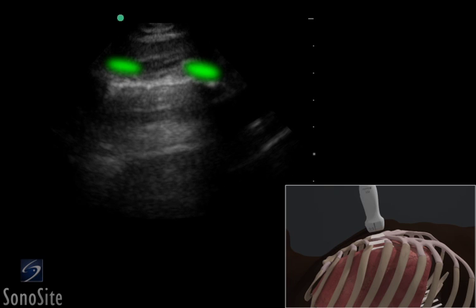The ribs are identified in the near field of the image as a bright interface with a posterior shadow. The pleural line is identified as a bright hyperechoic line between the rib shadows.